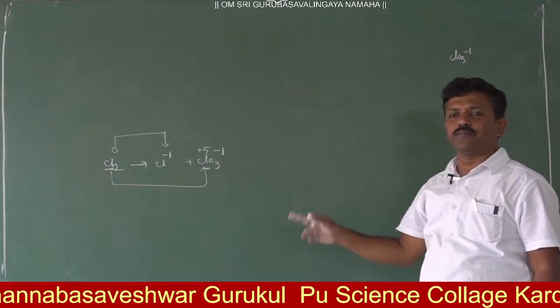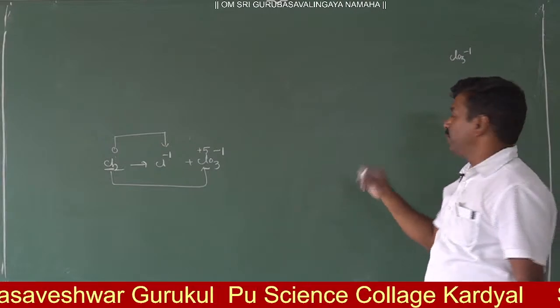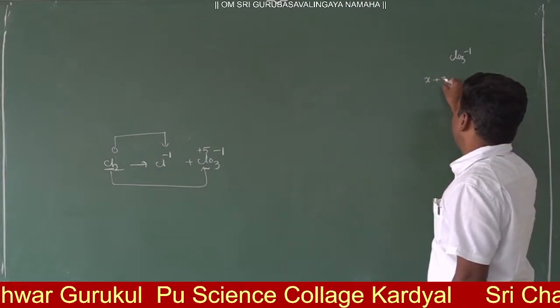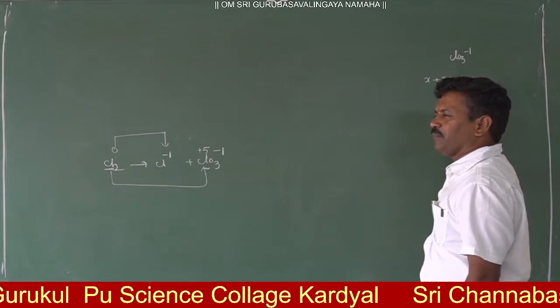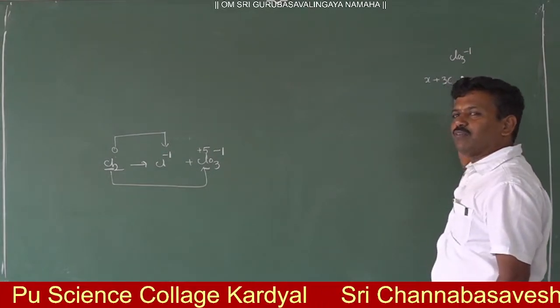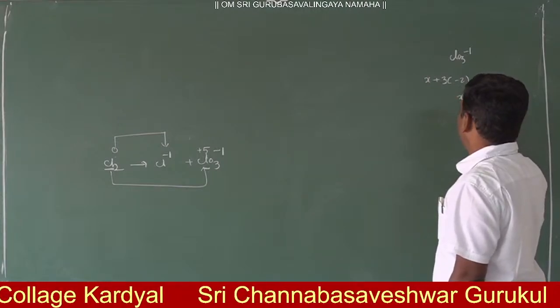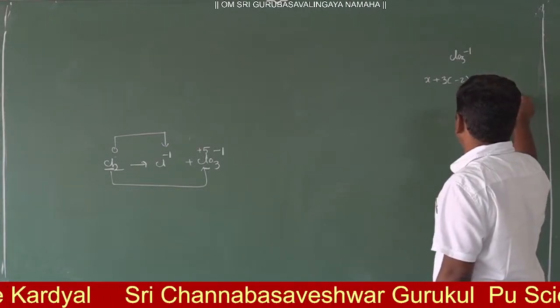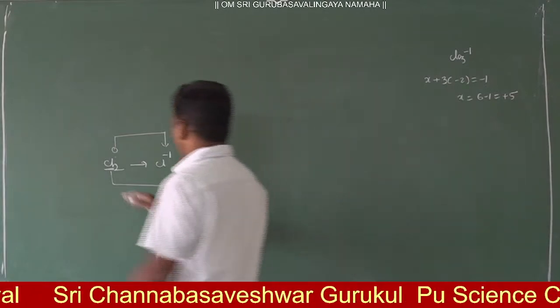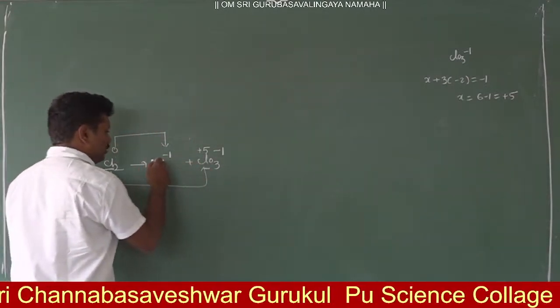Okay, last one, oxidation state from fundamentals we are going. 3 into oxygen minus, perfect. Very good, -1. X is equal to 6 minus 1, right, so +5. So 0 to +5, and 0 to -1.